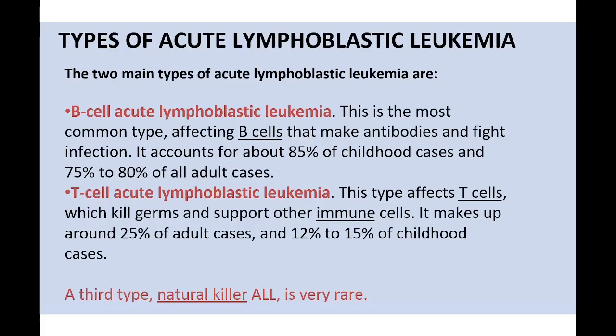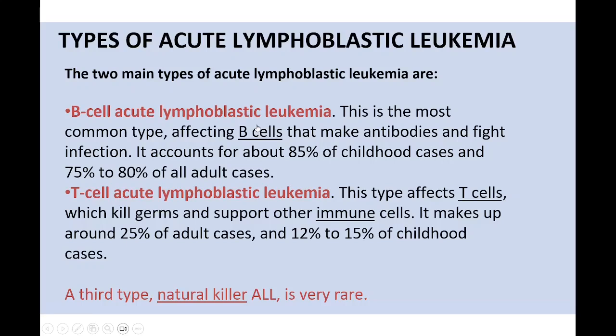Okay, let us see how the lymphocytes are classified. Lymphocytes are classified as T-cell, B-cell and natural killer, NK, cells. Okay, please come back to the topic ALL. There are two main types of acute lymphoblastic leukemia, or acute lymphocytic leukemia: B-cell acute lymphoblastic leukemia and T-cell acute lymphoblastic leukemia. B-cell is the common type.